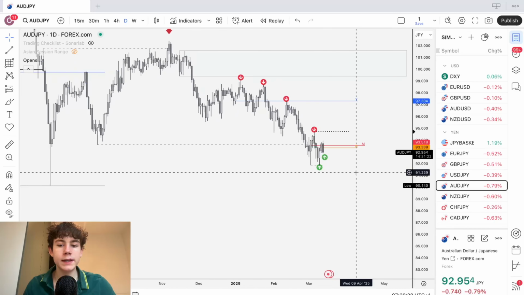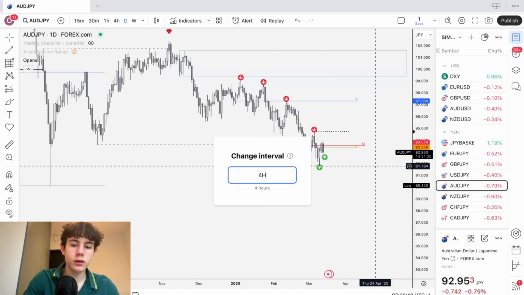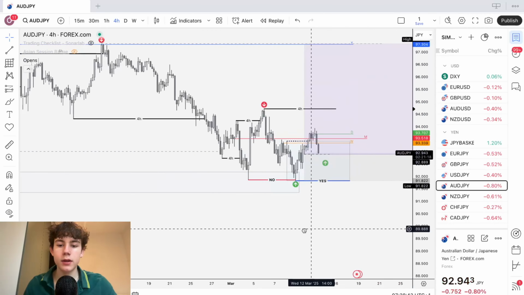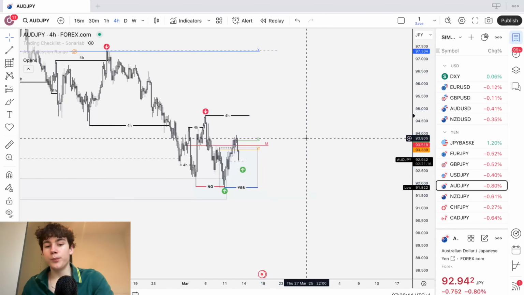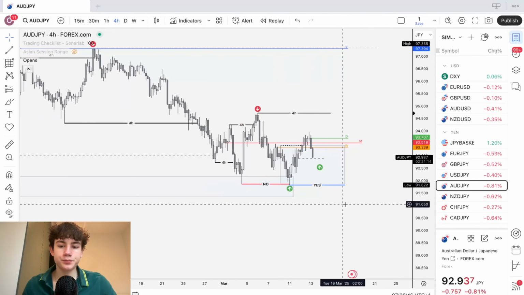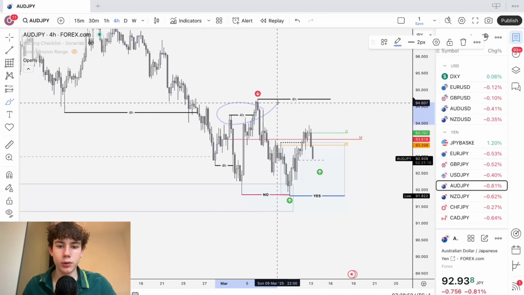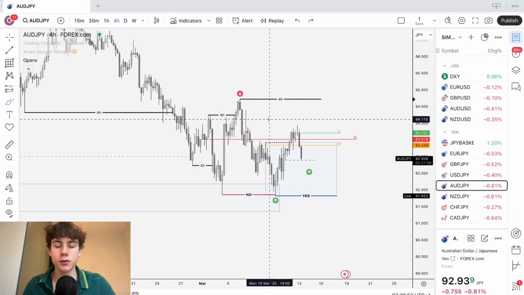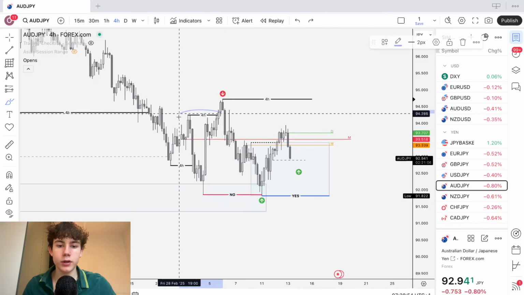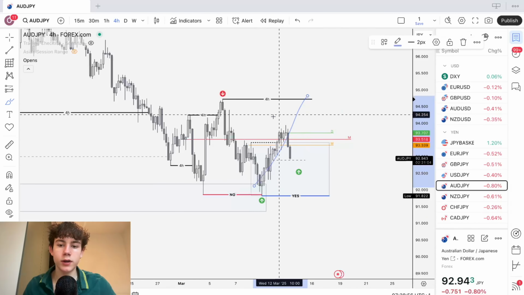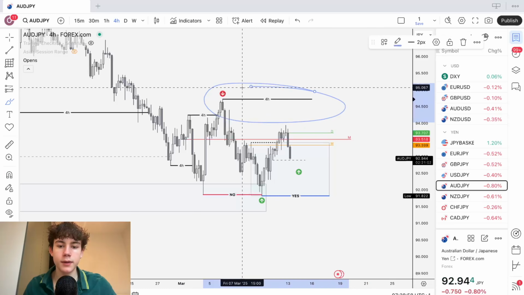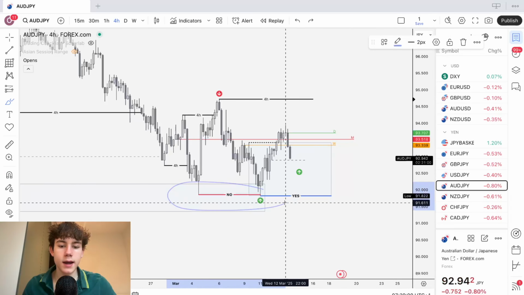Going over to AUD Yen now, let's look at the 4 hour. So what you guys can see is that we now are swing bullish, right? So we are swing bullish, so we could expect to trade up higher in towards a swing high. Now we made a nice low.